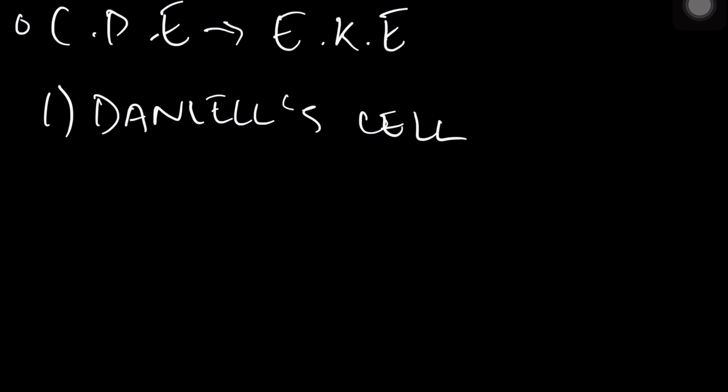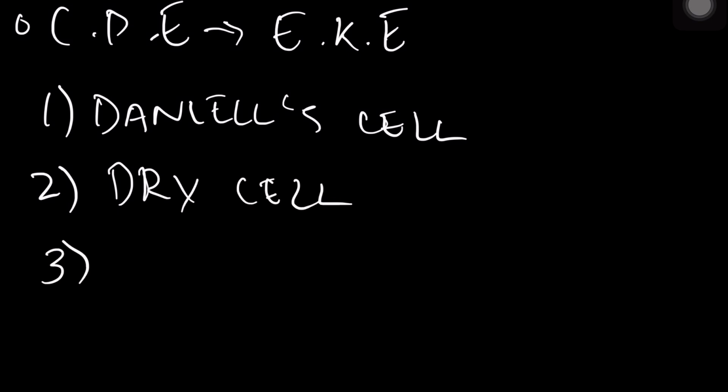In an electrochemical cell, chemical potential energy is basically converted into electrical kinetic energy. In this lesson we will be studying three electrochemical cells. The first one is the Daniell cell. The second type is the dry cell, and the third type is the lithium ion battery.